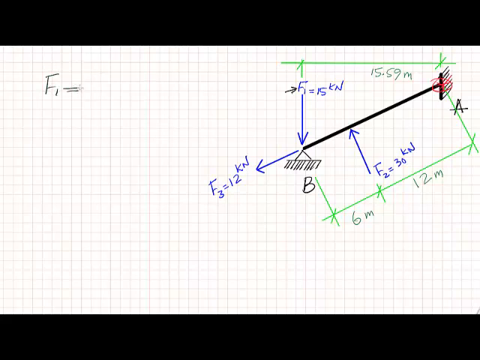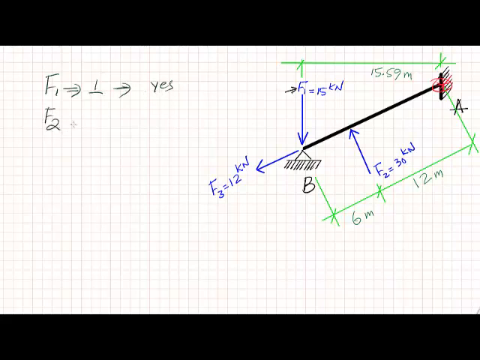So for F1, the value is 15, and let's see what is the perpendicular distance between the force F1 and point A. We can clearly see the distance is from here to here. This is the perpendicular distance, so this is the first element for our moment. A moment needs to have a force and a perpendicular distance. So for this one we have a perpendicular distance, yes.